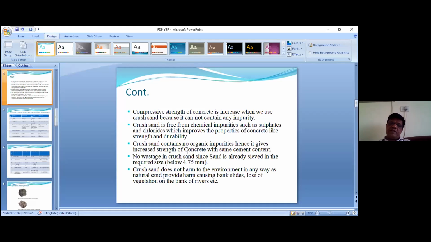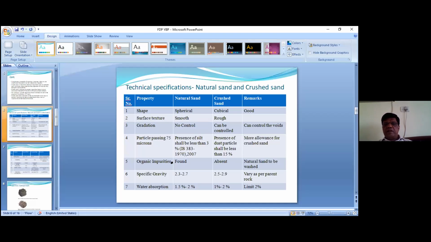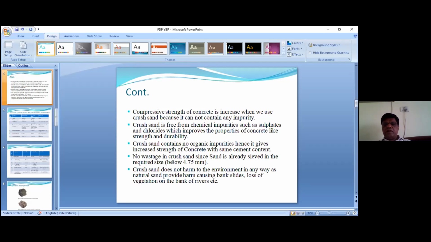We have 4.75 mm in India; some British or foreign standards use 4 mm. So as required by these countries' standards or conditions, we can adjust to get the maximum size of fine aggregate. Crushed sand does not harm the environment in any way, whereas natural sand extraction causes harm such as bank slides, loss of vegetation on banks, etc.